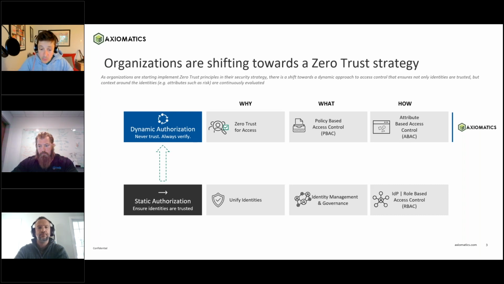And these are actually important. So we need to have a sound identity foundation, we need to have unified identities. We need to have a proper IAG process, and we need to have a healthy RBAC foundation in order to start building dynamic authorization. And in dynamic authorization, there's really two parts that come into play.